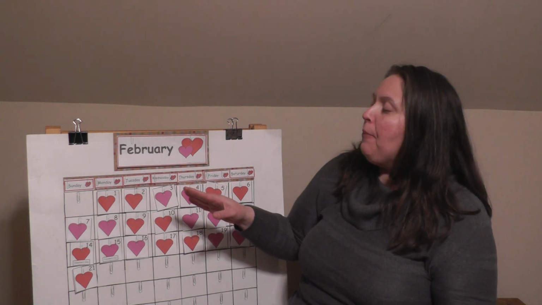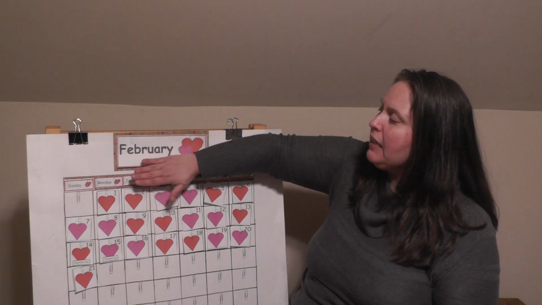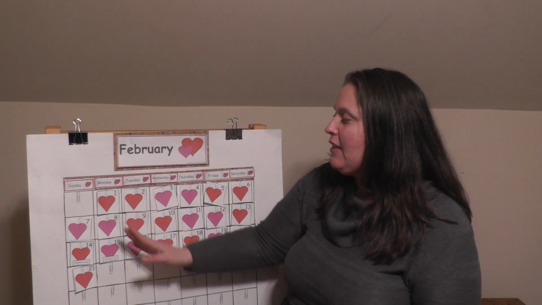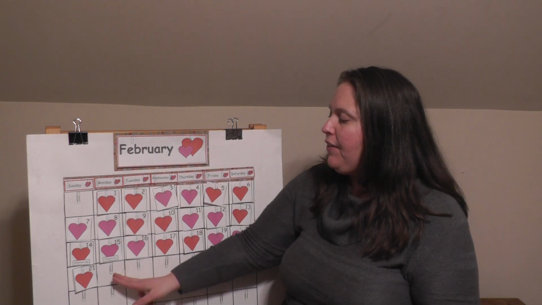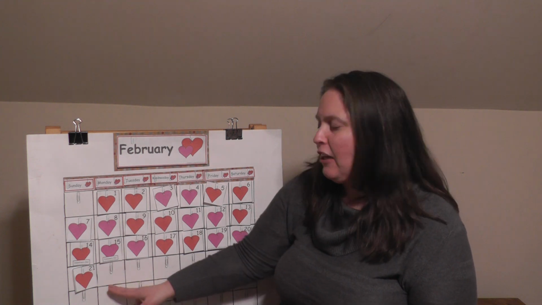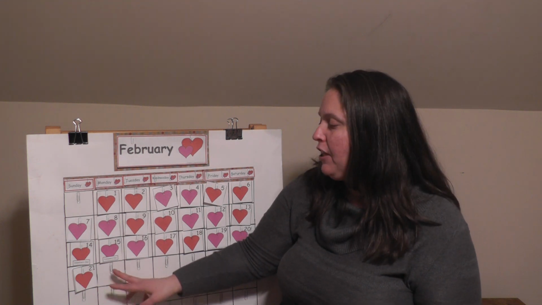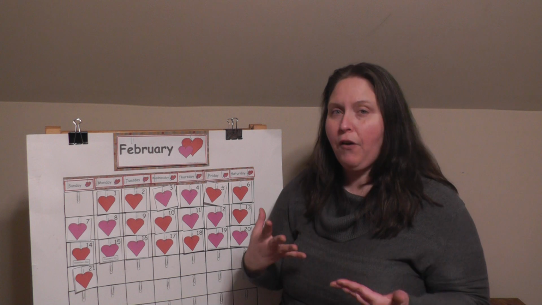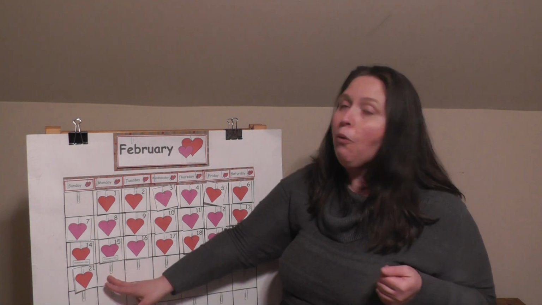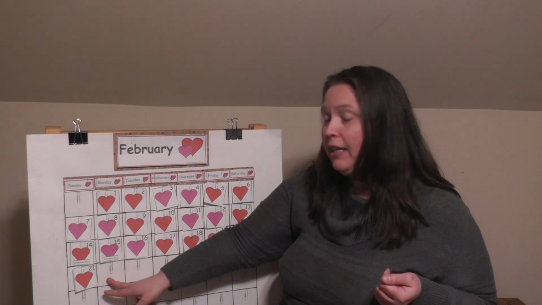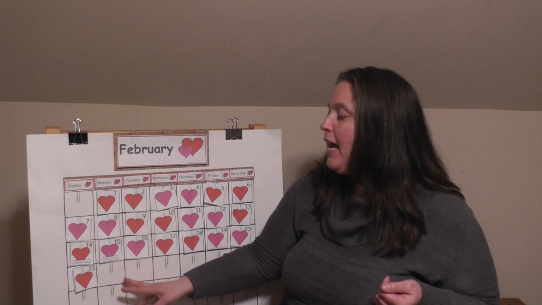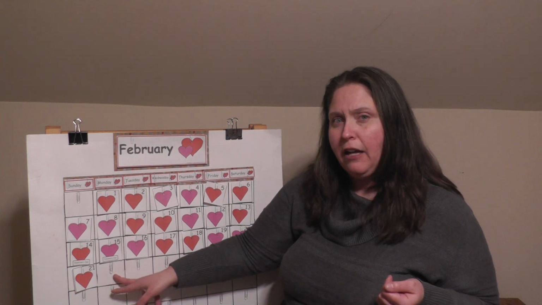So you're going to talk about the month and then the days of the week, and then we're going to figure out what this calendar piece is. We're going to be detectives and figure it out. I want to see if we can crack the code. Can we figure out what the color of the heart is going to be and what the number is going to be? So what do you think the color is going to be?